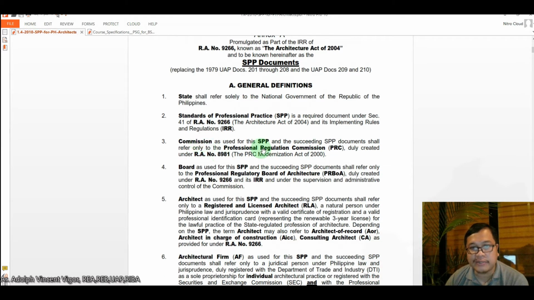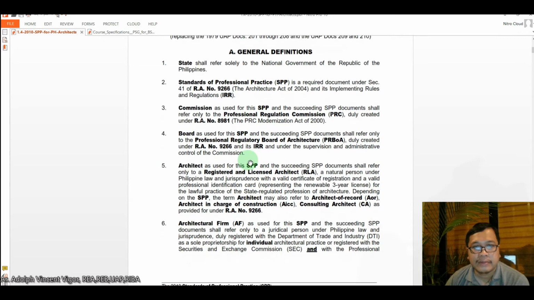Then the Commission, as used for this SPP and the succeeding SPP documents, shall refer only to the Professional Regulatory Commission duly created under RA 8981, or the PRC Modernization Act of 2000. These are terms, class, that you must familiarize yourselves with, because I think this might come up in your board exam someday. The Professional Regulatory Commission, class, is the body which regulates the practice of architects in this country.